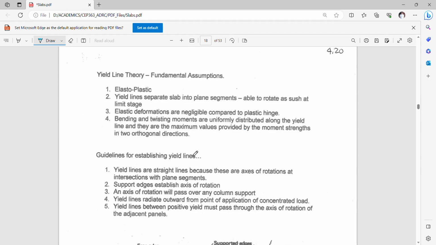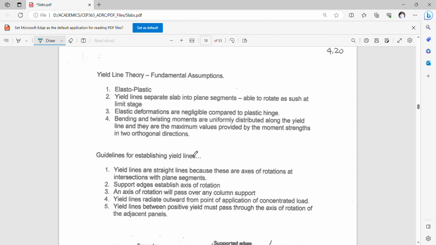Good afternoon, guys. So this is a continuation of our topic on yield line analysis, or yield line theory. So we now focus on the fundamental assumptions we need to consider in the application of yield line theory.